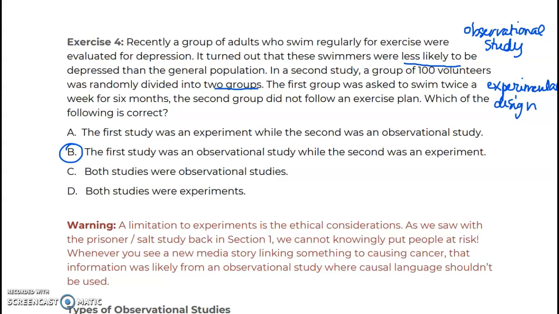And again, a limitation of experiments is the ethical consideration. We cannot impose a treatment that would cause any harm. This is an issue with the previous prisoner salt study, so make sure we are aware of that. In past exam questions, I had a question about some toxic substance. What should we do to really consider that? Should we have an observational study or an experimental design? A lot of people said let's do the experimental design, completely ignoring the ethical component of the question.